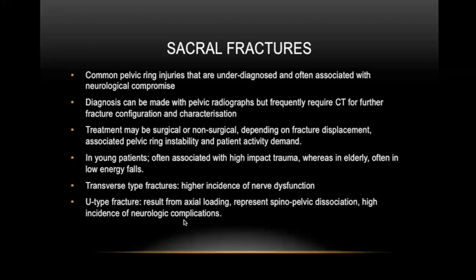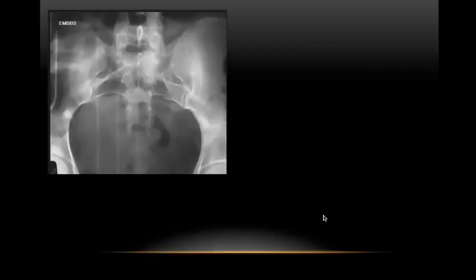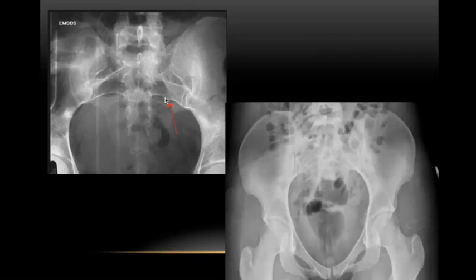Okay, these are just the 2 types of fractures. Here you can see the fracture here. This one's very nice. And this one here, there's a step there. So that's the fracture here. And this one, you can see another fracture here. And you also see the symphysis pubis already has diastasis.